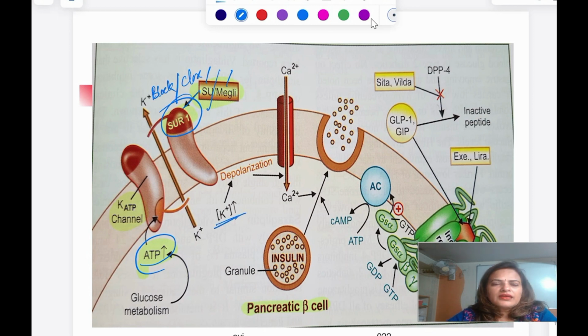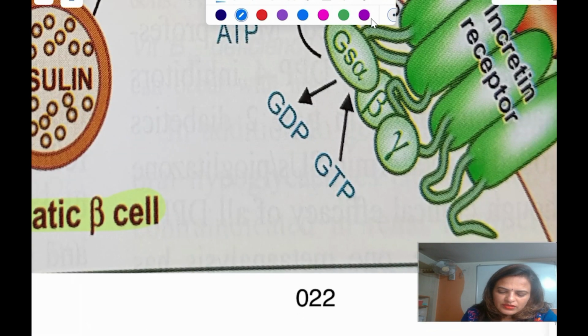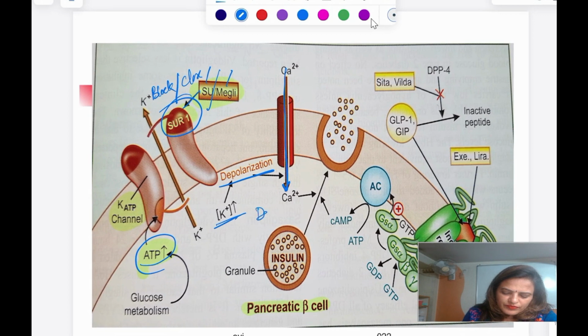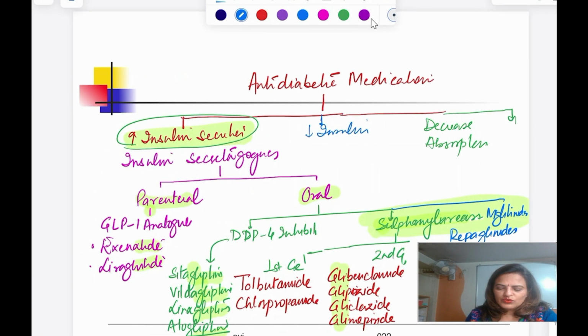There is an increase in the level of potassium, which leads to partial depolarization, and this is going to cause the opening of this calcium channel, and there is an influx of calcium, and this is going to cause full depolarization. This is going to cause the fusion of this membrane with this, and there is a release of insulin. So that's why this group of drug is called insulin secretagogue. What did we call it? Insulin secretagogue. They act by causing the release of insulin.